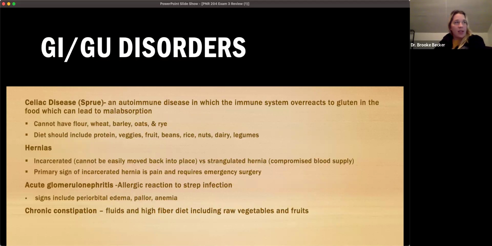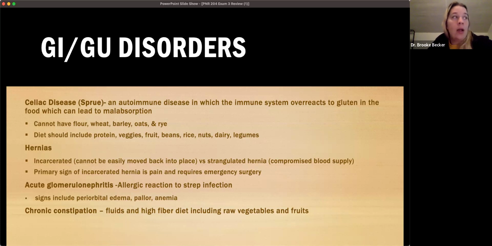Okay. Celiac disease is an autoimmune disease where the immune system overreacts to gluten in the gut. So it's a malabsorption issue in the intestines. Okay. These kids cannot have gluten. So wheat, flour, barley, oats, rye, none of those things. A lot of times they're going to do proteins, veggies, fruits, nuts, rice, beans, dairy, legumes. Okay.